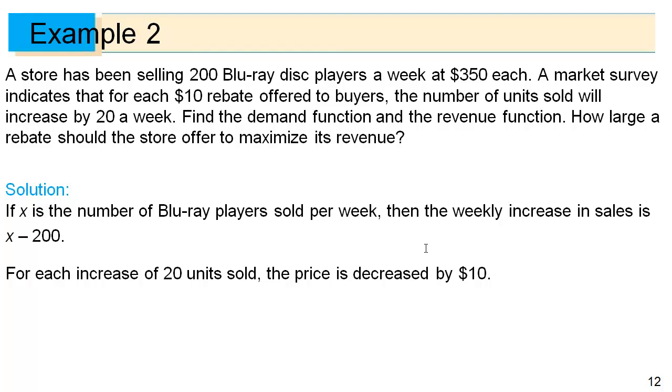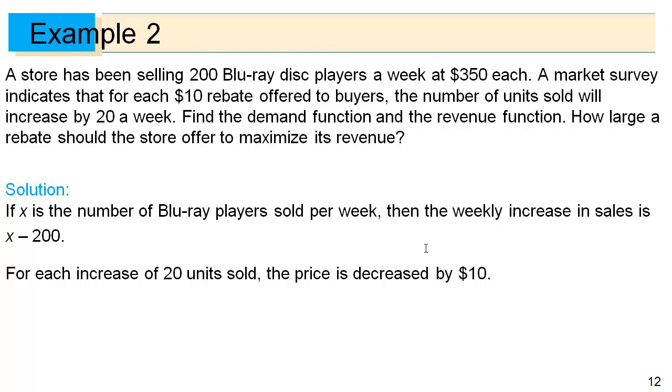Based on that, we can find the demand function, the revenue function, the profit function, all these things, and then we can figure out how large a rebate the store should offer in order to maximize its revenues. How much should it give off? Should it be 10, 20, 30? How much of a rebate should they give in order to maximize their profits? Remember, the more money they take off the price, the more units they sell, but they're also making less money per unit. So they can't just take all the money off to sell more units. There has to be an equilibrium point in there.